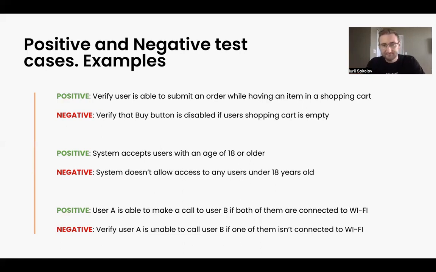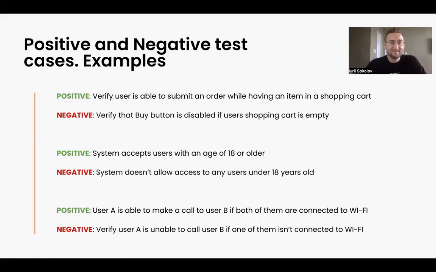That's just an example. Same goes for the second test case. System accepts users with an age of 18 or older. So probably we will have a website where user should enter their date of birth, and system will check if the age of the user is 18 or older, it will accept it. It's a positive flow, it's a happy path.